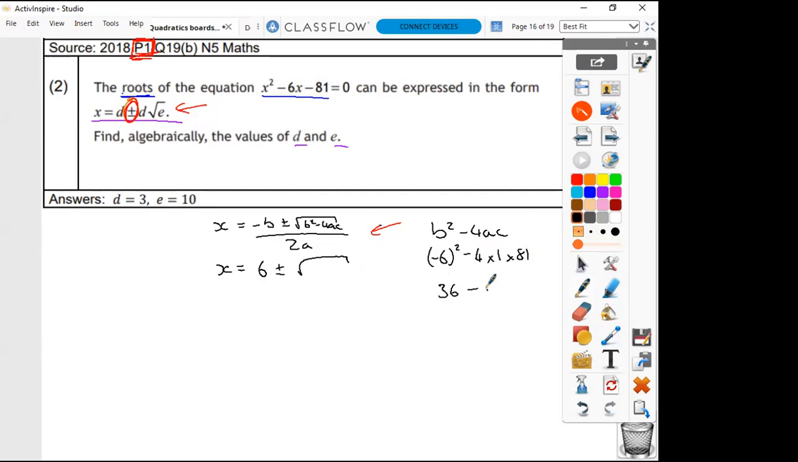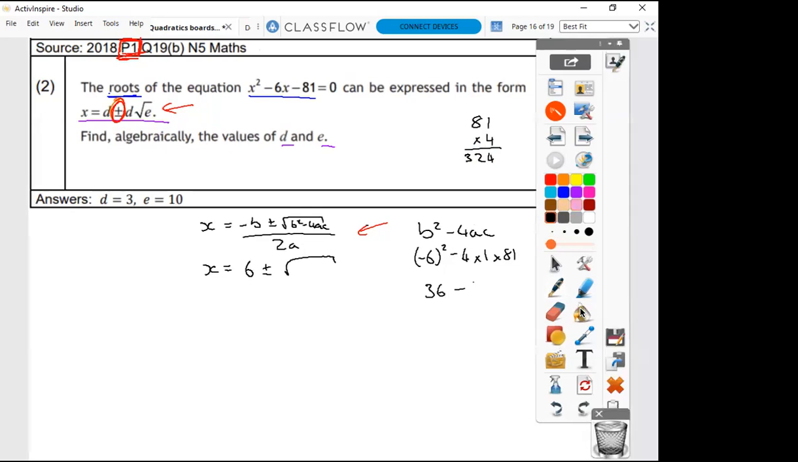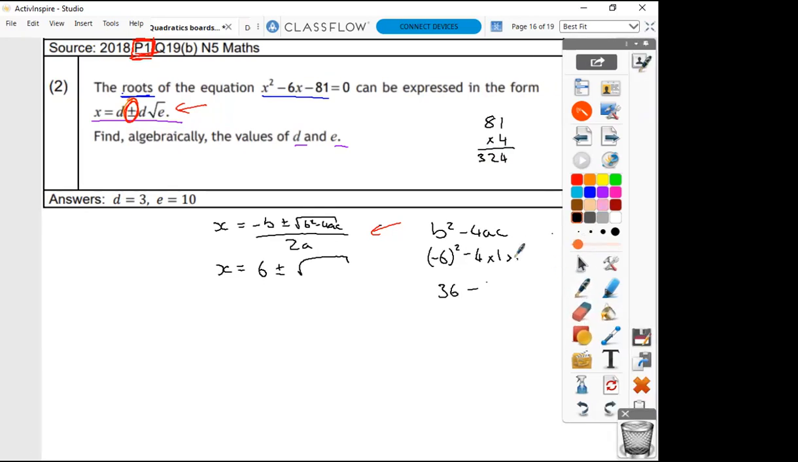So you can do that in a couple of ways. You could do long multiplication, where you've got 4 times 8 is 32, so 324. Anything negative? The a is 1, the negative is from the 4ac. So I'm positive 324. Some big numbers happening here. 36 plus 324 equals 360.